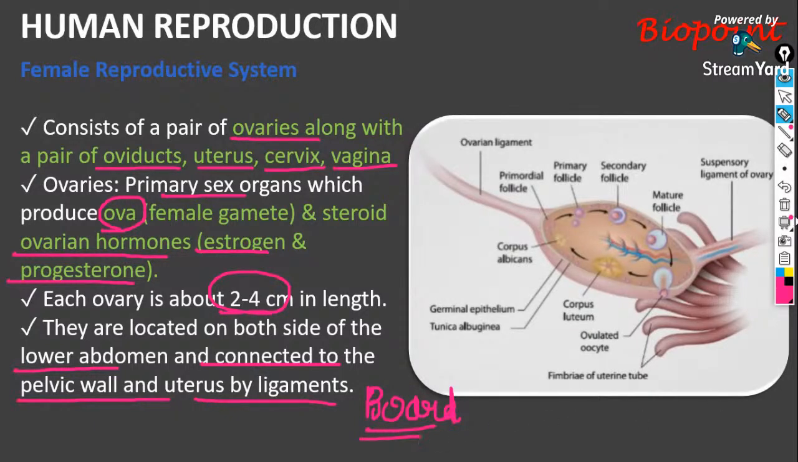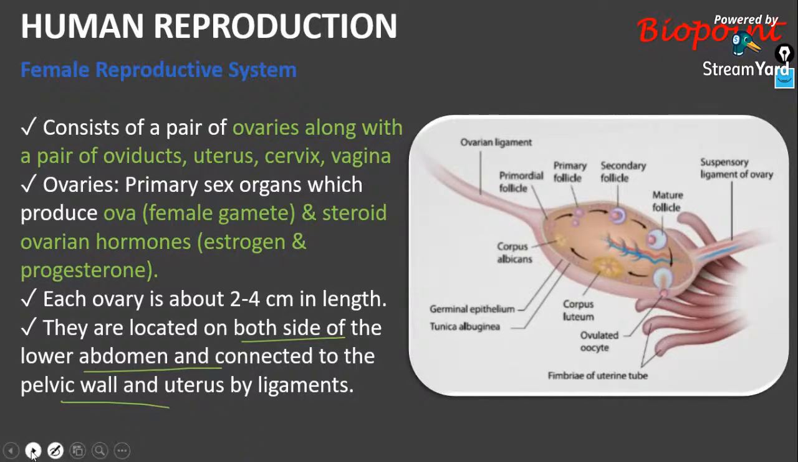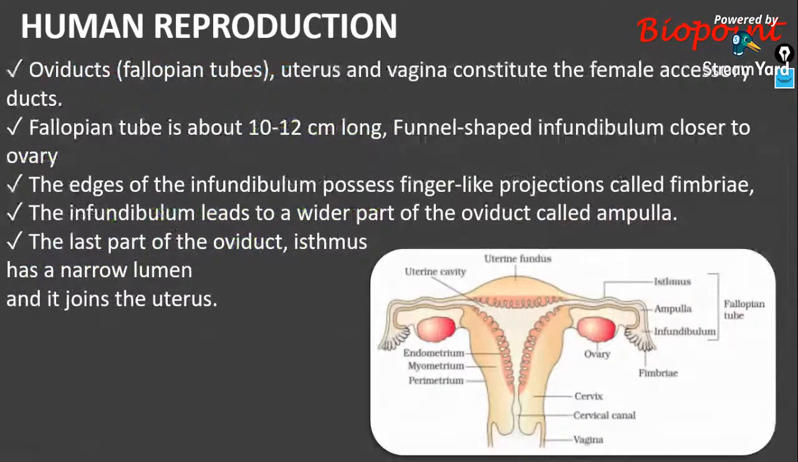Okay, everyone. 10th standard students especially note it down. For NEET batch, it is an MCQ. They'll be given certain locations like this and they'll be asking you to identify the organ. Clear? So oviduct, which is also known as the fallopian tube, uterus, and vagina constitute the female accessory duct. Fallopian tube is 10 to 12 centimeter long, funnel shaped. Infundibulum is part of the fallopian tube.